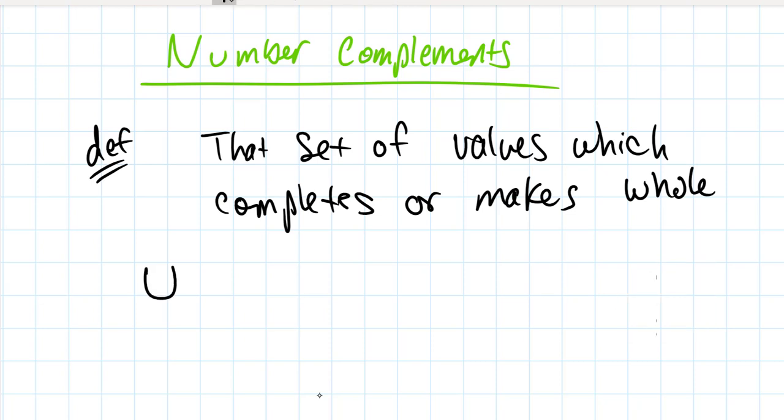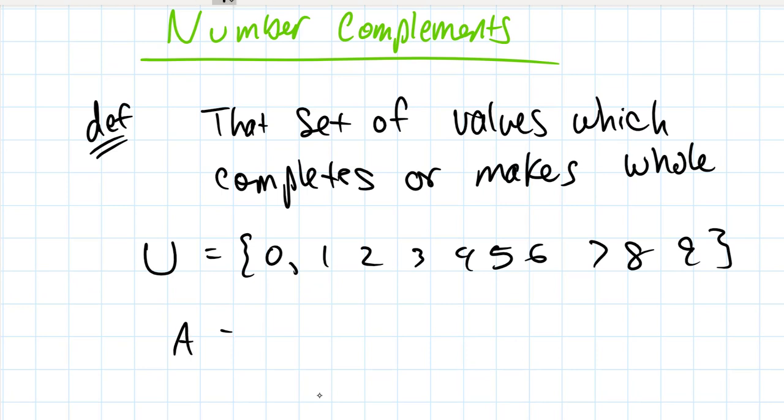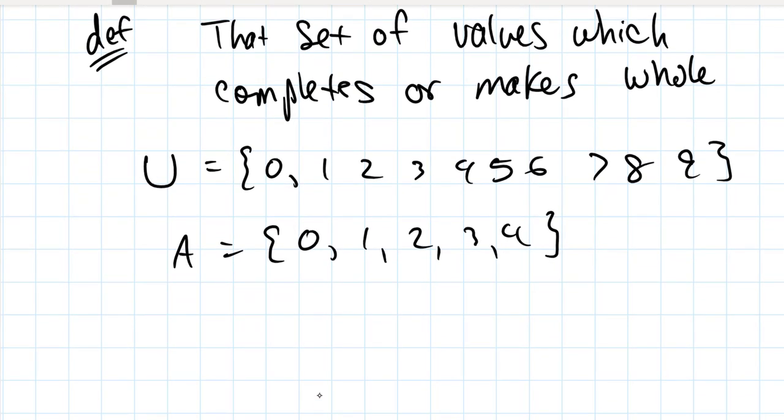So imagine that you have a universe of values, and that universe of values has the elements or the numbers 0, 1, 2, 3, 4, 5, 6, 7, 8, 9. And we have a subset of those values, A, and that subset might be, say, 0, 1, 2, 3, 4, and we'll stop there. The complement of this set A, we're going to note with either a tick like that, or a tilde, or a bar. So any of those marks could be used to denote the complement of a set of values. So the complement is everything that's not here in this set. So in this case, our complement would be the values 5, 6, 7, 8, and 9.